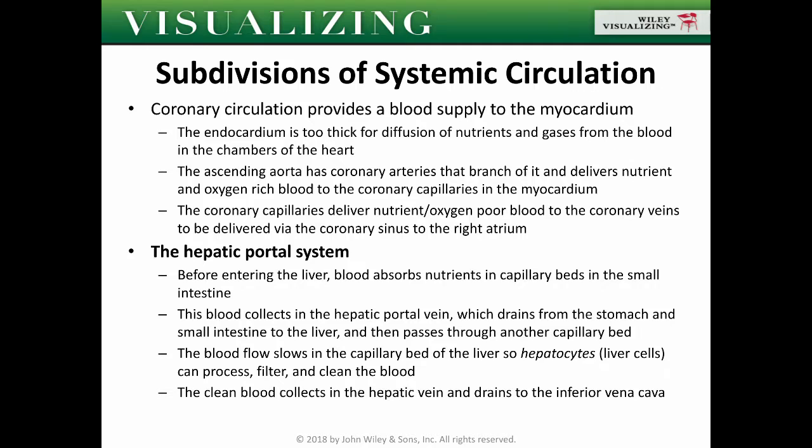Why do we need to have coronary circulation? Isn't the heart already, I mean, it's the pump, it's responsible for that, but because the endocardium is too thick, there is no diffusion in the chambers of the heart. So the heart must then be supplied by blood from a different source. Basically, the coronary circulation here is the delivery system of the heart for of course the usage of the heart tissues. And then we have the hepatic portal system.